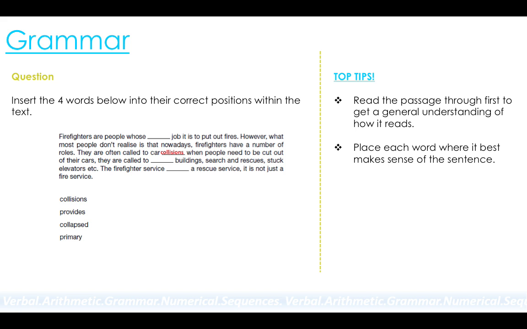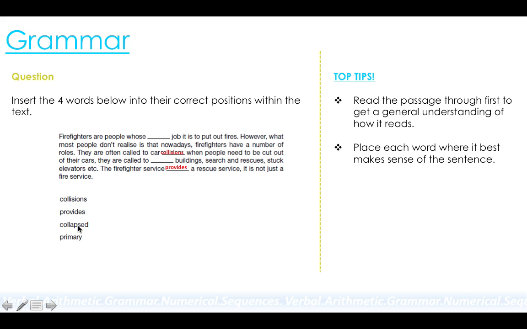Let's take the next word, provides. Again, use the first empty space here. "Firefighters are people whose provides job." Again, that doesn't make sense. So let's use the next space here. "They are called to provides buildings." Again, that doesn't make sense. So let's use the last space. "The firefighter service provides a rescue service." So you know that that word has to go there because it's the only one that makes sense.